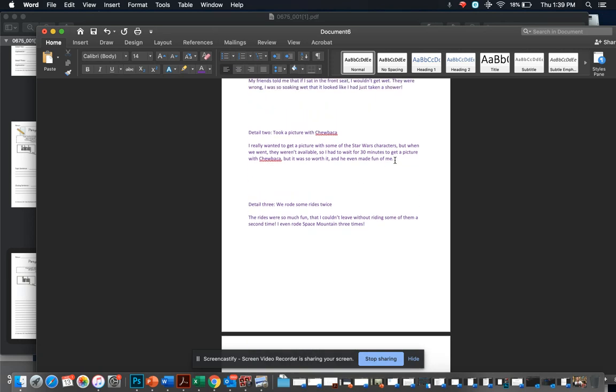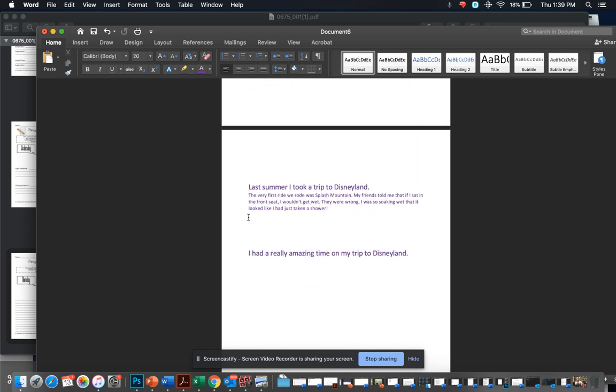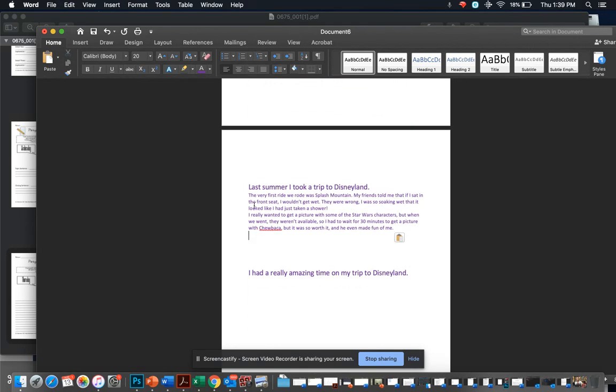I'm going to come up here and grab my second detail, copy it, and paste it. Now I'm going to read again what I have so far and make sure that it still makes sense and flows for my reader as I'm adding to it. Last summer, I took a trip to Disneyland. The very first ride we rode was Splash Mountain. My friends told me that if I sat in the front seat, I wouldn't get wet. They were wrong. I was so soaking wet that it looked like I had just taken a shower.